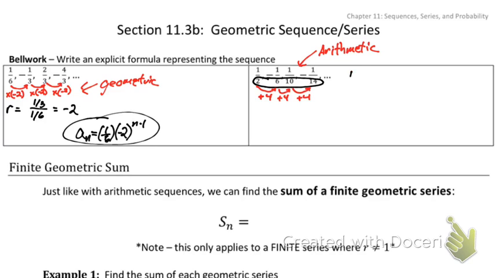So we need to use -1 to the n or n minus 1. Can anyone tell me which one I would use for this one? Mike? It'd be the n minus 1. I remember I wrote that down somewhere in my notes, but it's use one of them if your first term is negative and the other if your first term is positive. Yep. Okay.